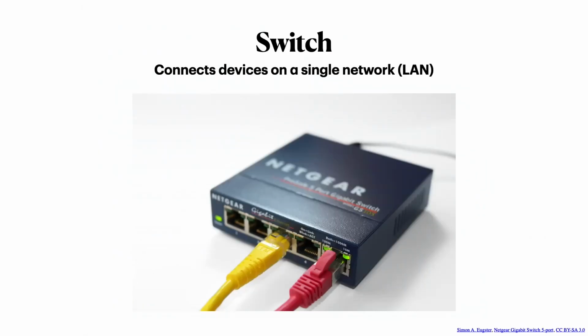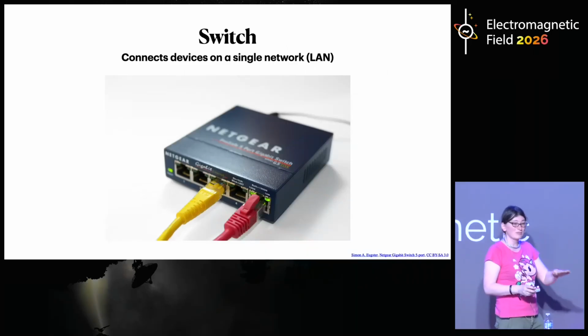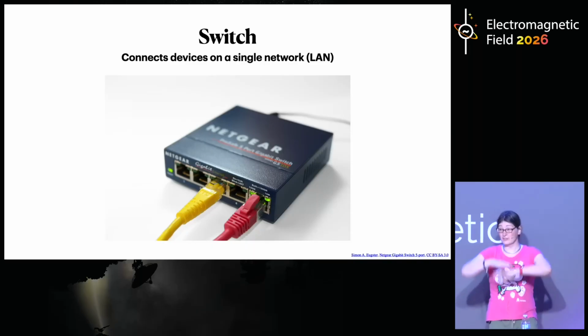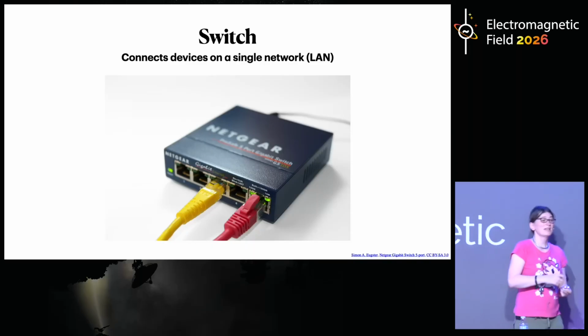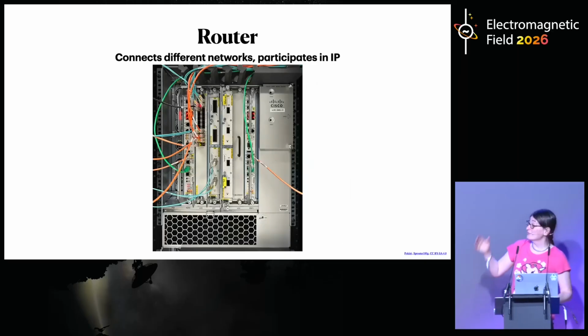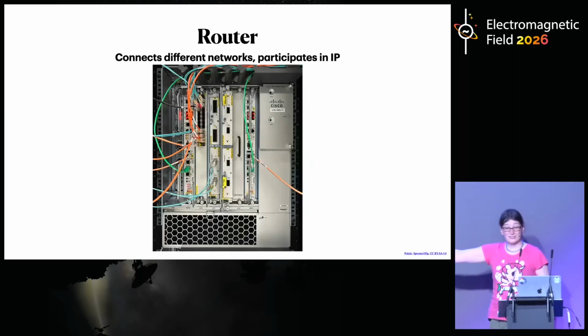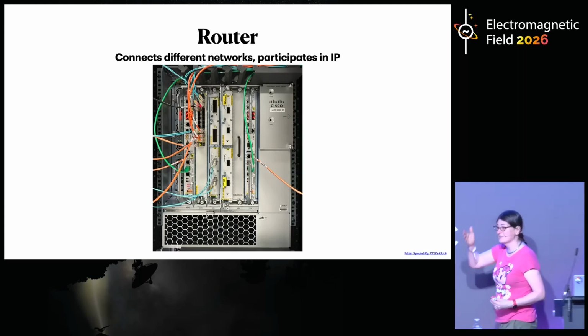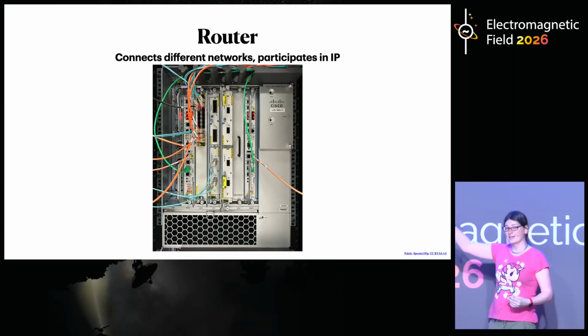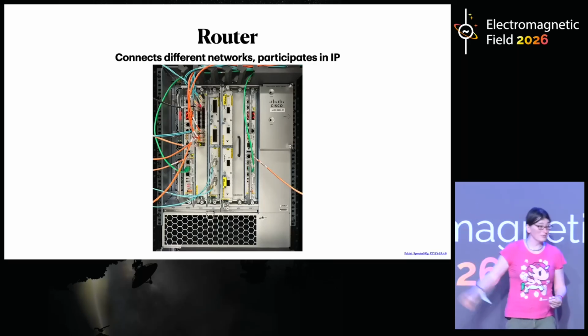I talked a little bit about how you use switches for your local network. Switches do not do internet protocol stuff at all. They just forward messages in the local network. There's another device called routers at your internet provider. They might look something like that, and they are the devices that are responsible for figuring out which direction an internet protocol packet has to go to reach its destination.